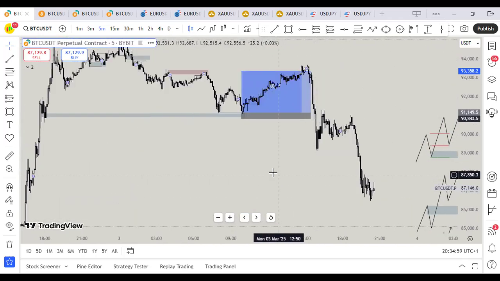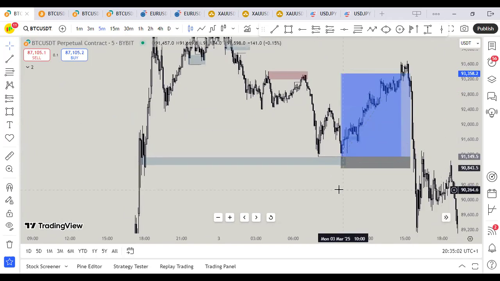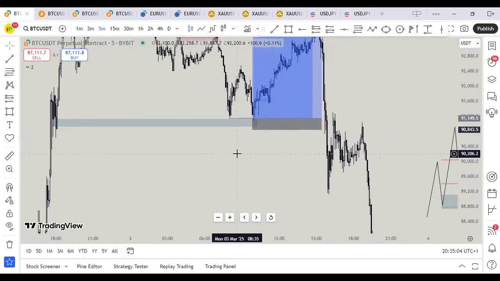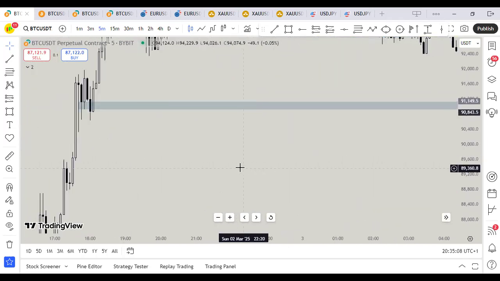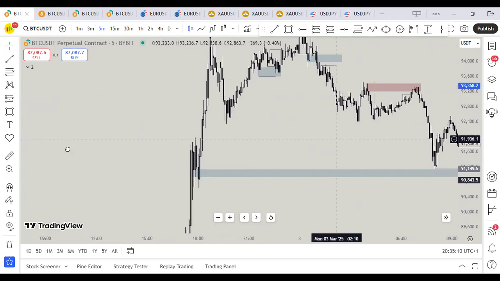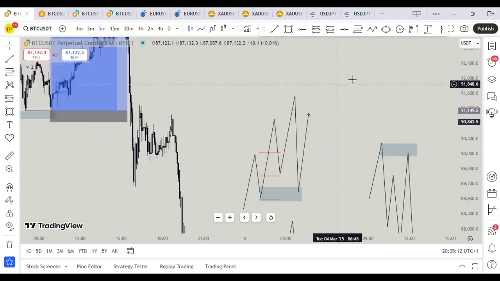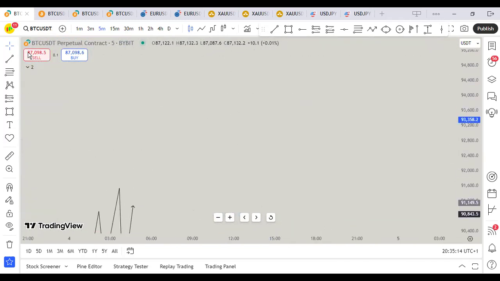But first, let's analyze this chart right here. No, I think we should go for a POI now. So, these are my rules. Let me lay them out for you guys.